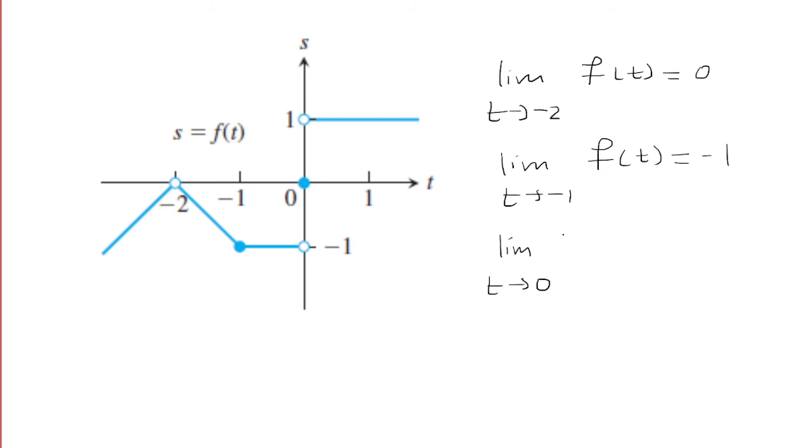Next one, we're approaching 0. So coming in from the left, we see 0 is at -1. And then coming in from the right, it's +1. So because the left hand and the right hand limits are not the same, we say that the limit does not exist.